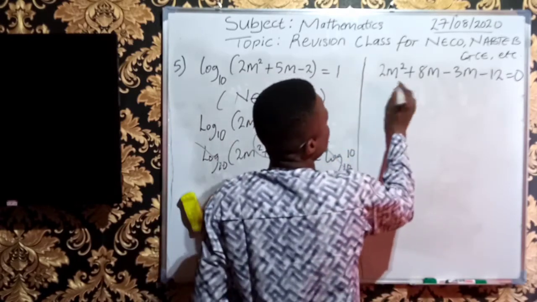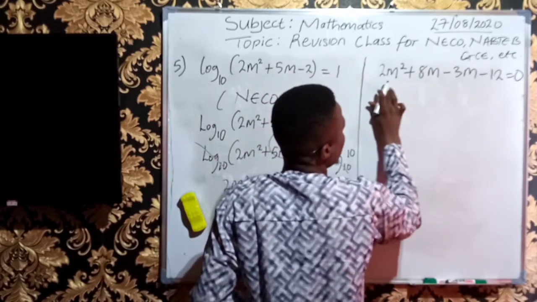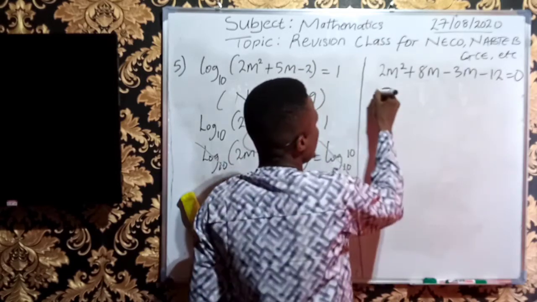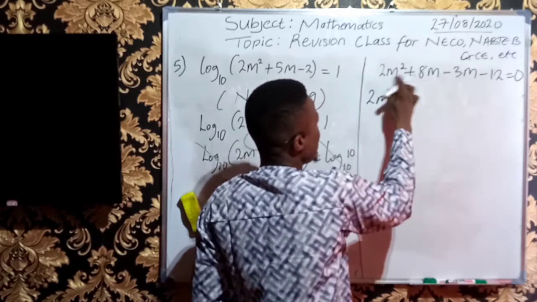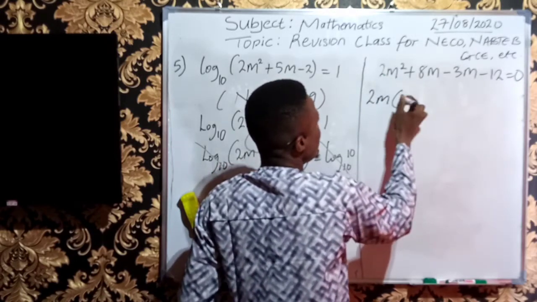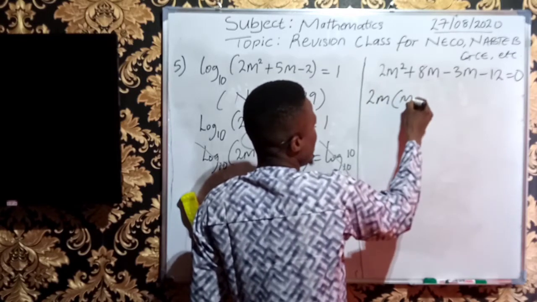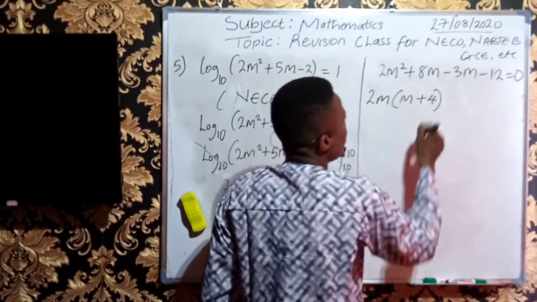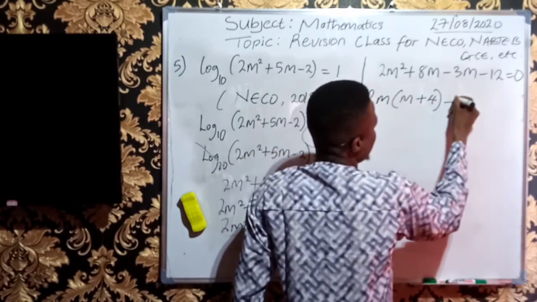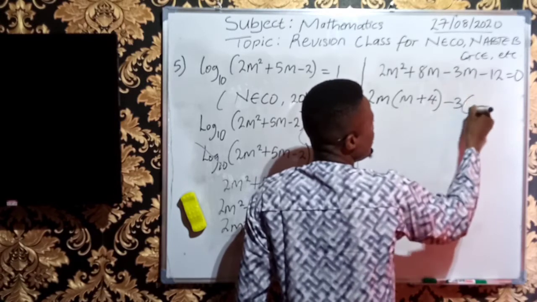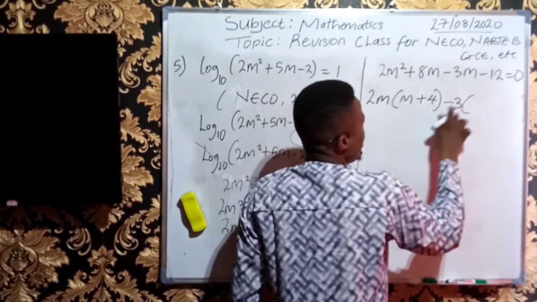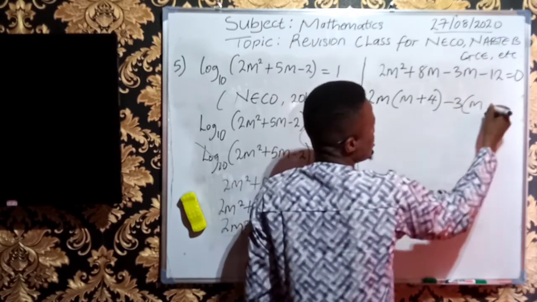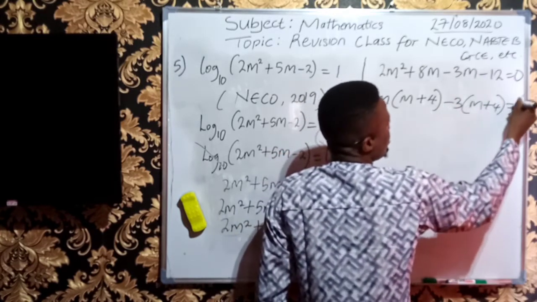So we factorize the first two terms here. The common factor is 2m. If I factor out 2m, because 2 can divide both and m is common, this divided by 2m gives just m, plus 8m divided by 2m gives 4. Here, if I factor out minus 3, because minus 3 can go into both of them, minus 3m divided by minus 3 is just m. Minus 12 divided by minus 3, minus minus is plus 4, equal to 0.